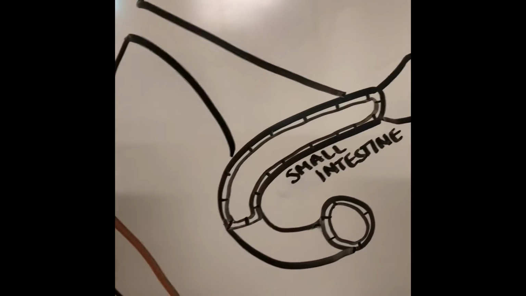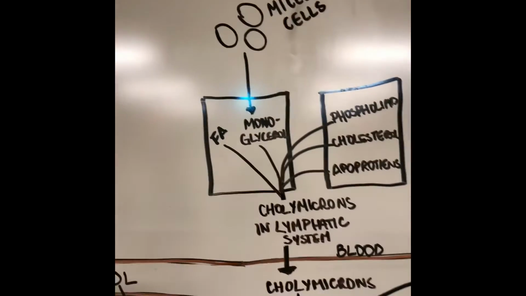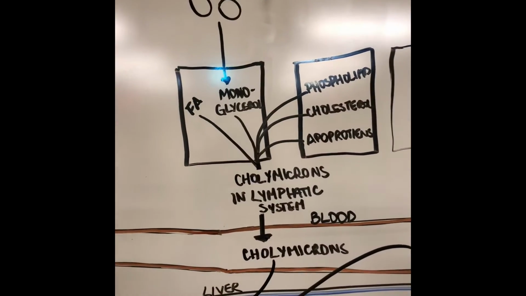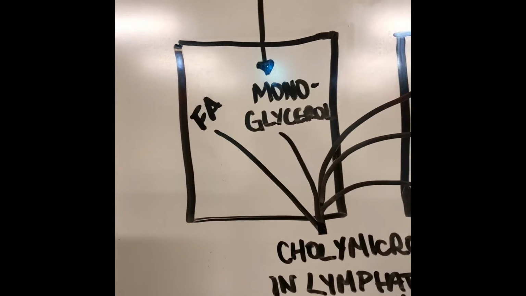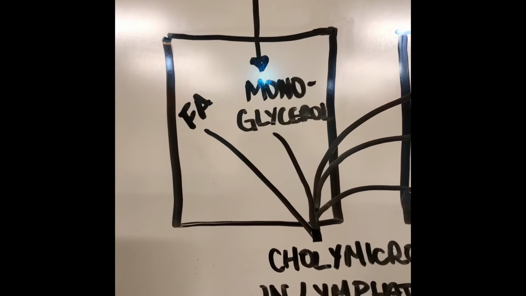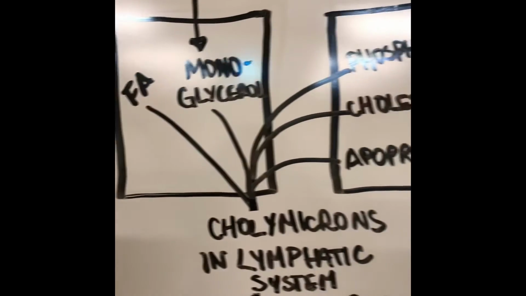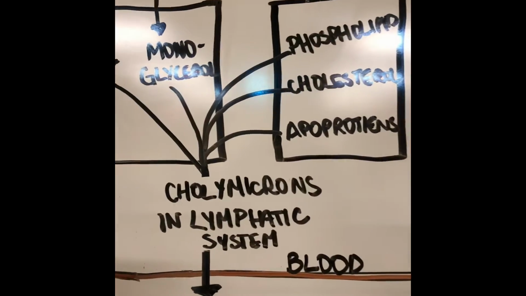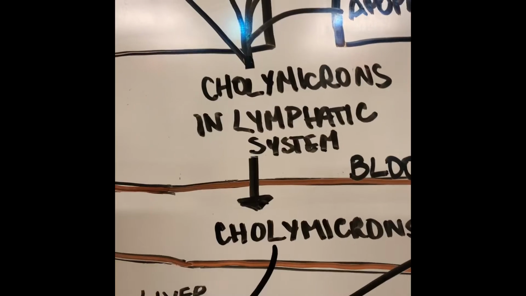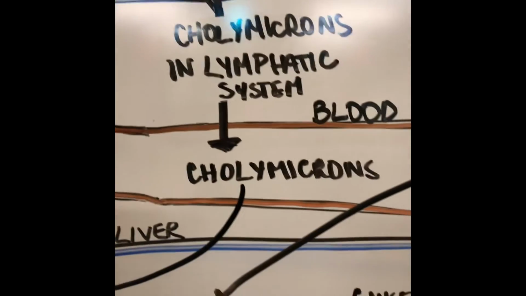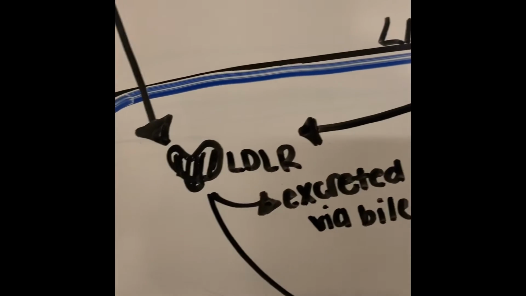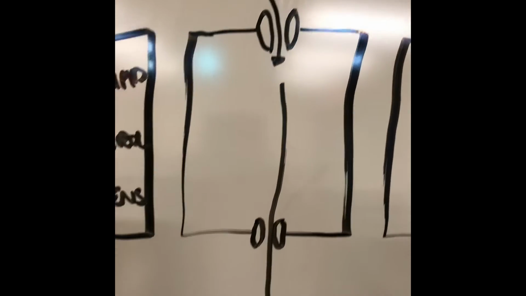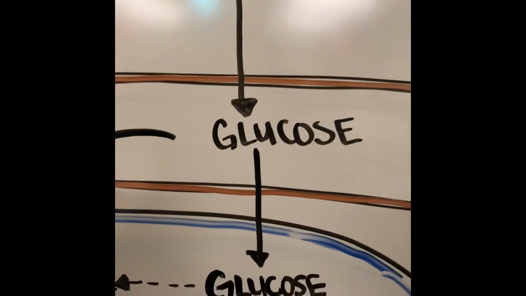We're going to zoom in on the exterior wall of the small intestine. We're going to start out with the lipid droplets. So lipid droplets will be digested and emulsified into micelles, and then from that it will enter into the wall of the small intestine as monoglycerols and fatty acids. That, with phospholipids, cholesterol, and apoproteins, will become chylomicrons in the lymphatic system, and then from there all excess will go to the blood, and then it will circulate to the liver, and then it will hook on to the LDL receptors.